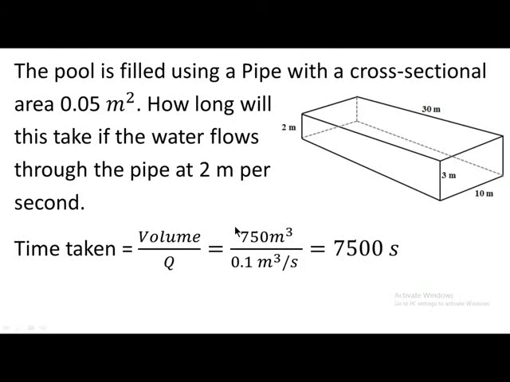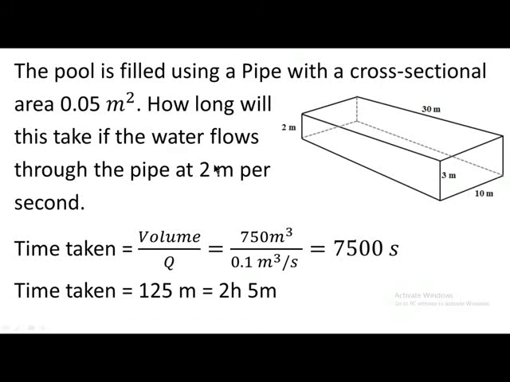Previously, we found the volume of the swimming pool, 750 meter cube, and we converted it into liter, 750,000 liter. But why do we use meter cube instead of liter? Because the discharge or flow rate is in meter cube per second. So we prefer to use meter cube because they have the same measurement. If they have the same measurement, you can simply divide the numbers.